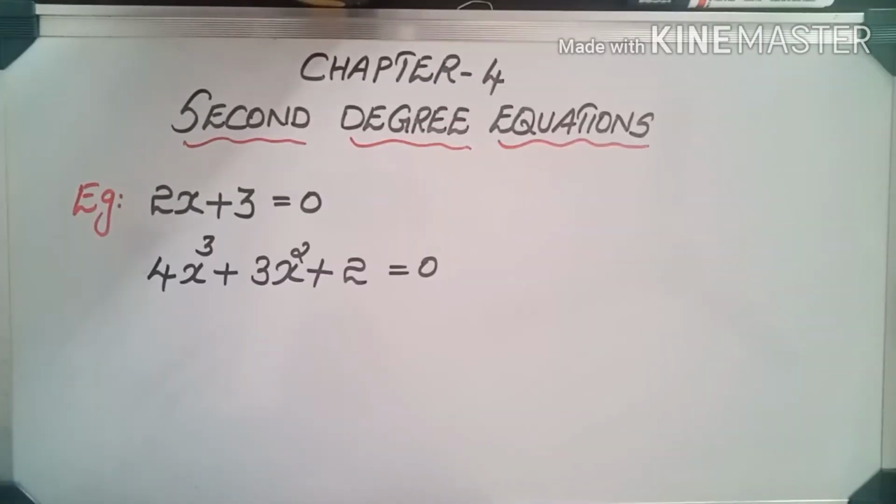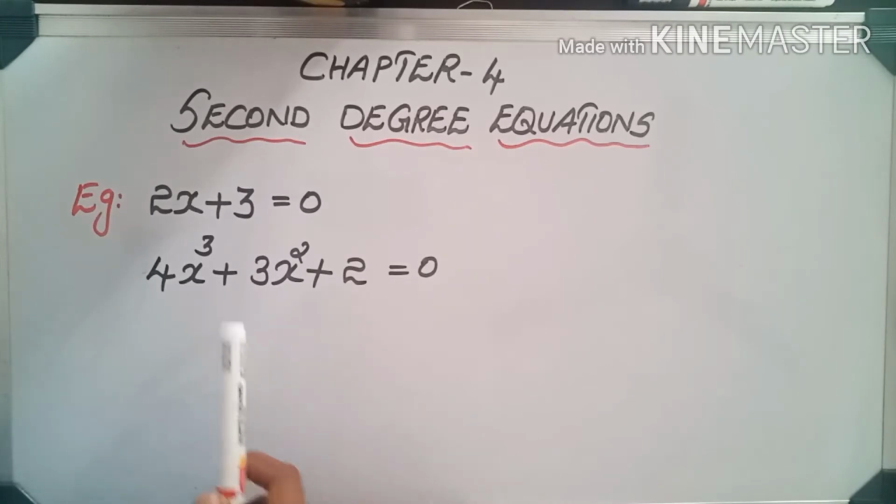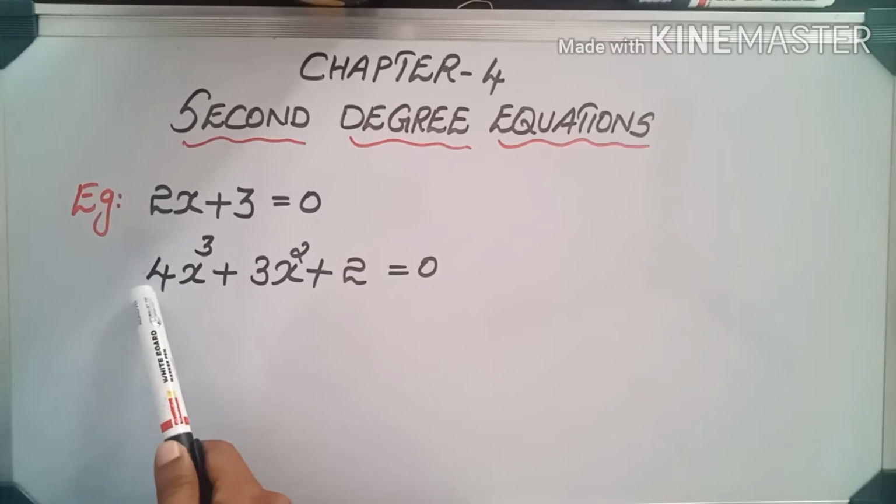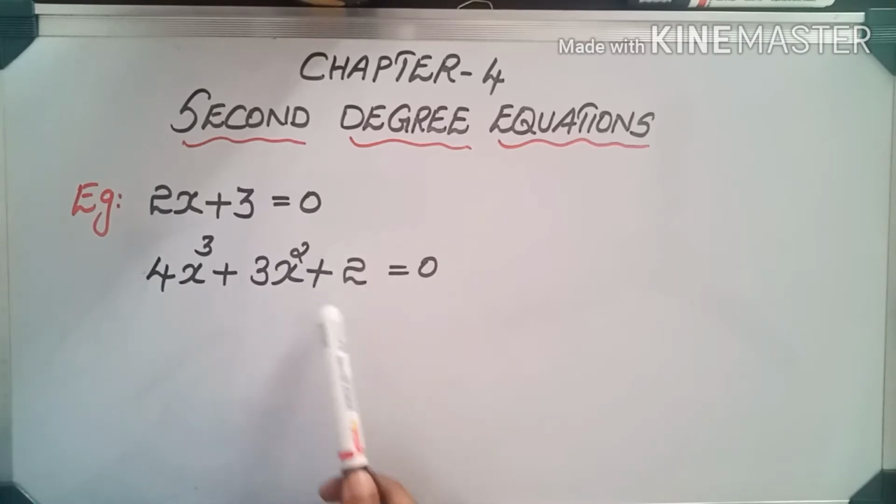Now this is another example: 4x cube plus 3x square plus 2 equal to 0. Here also only one variable. X is a variable here. X is repeating but only one variable here. This is a one variable equation. Along with x cube, 4 is there. Along with x square, 3 is here. And plus 2, a constant number, is also here. So this is an equation.